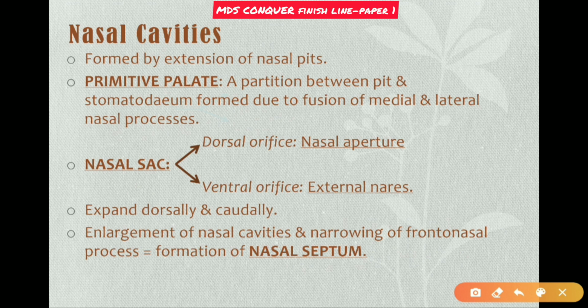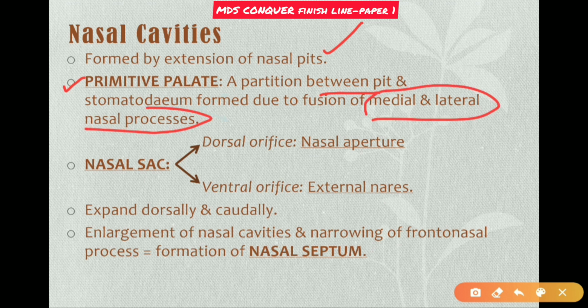And coming to the nasal cavities, it is formed by the extension of the nasal pit. Then the primitive palate is a partition between the pit and the stomatodeum, which is formed due to fusion of the medial and the lateral nasal processes. And this nasal sac has a dorsal orifice and a ventral orifice. The dorsal orifice forms the nasal aperture, whereas the ventral orifice forms the external nares.